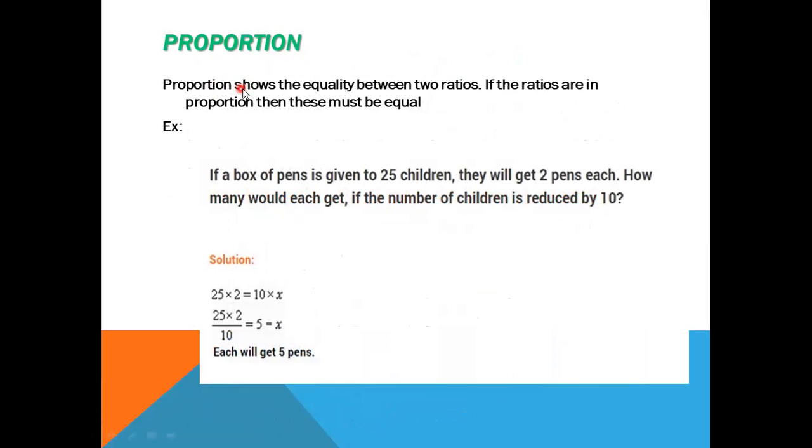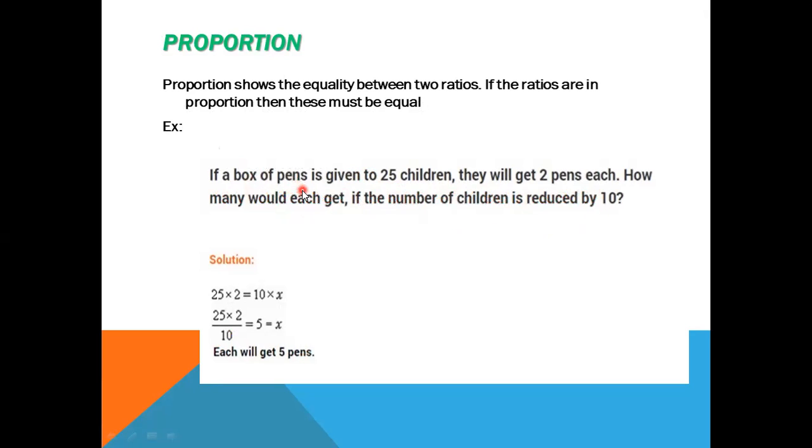Next, proportions. Proportion shows the equality between two ratios. If the ratios are in proportion, then these must be equal. See the example. If a box of pens is given to 25 children, they will get 2 pens each. How many would each get if the number of children is reduced by 10?